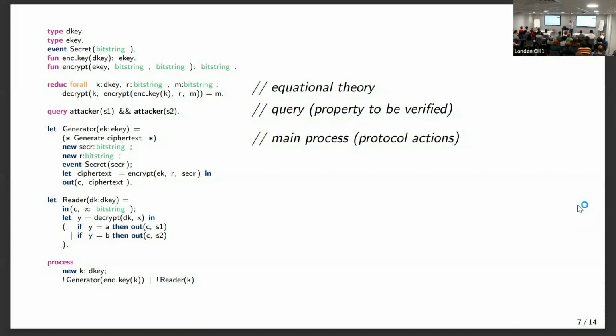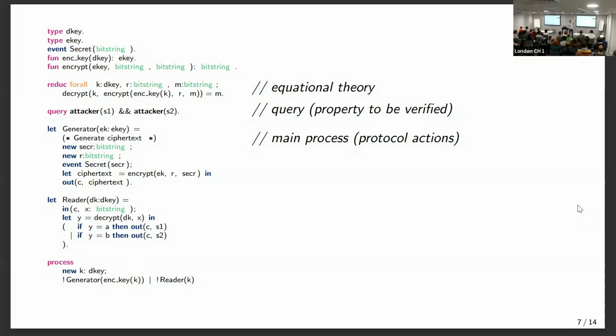You need to define an equational theory which says how the cryptographic primitives work. So this one is saying that if you decrypt something with the secret part of the key, that thing has been encrypted with the public part of the key with a certain random, and the plain text is M. Well, after doing the encryption and then the decryption, you get back to the message itself.